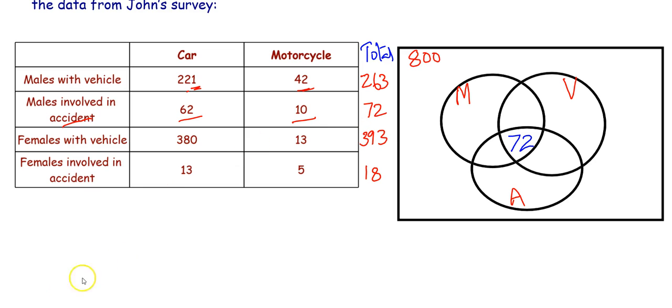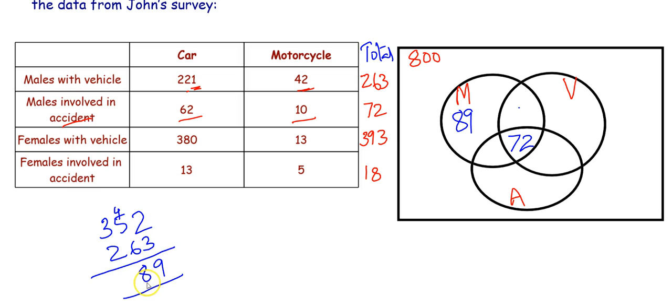Now out of 352 males, it is given that 263 are owning a vehicle. So on subtracting we get 89. This number 89 goes in the set of males who do not own a vehicle.